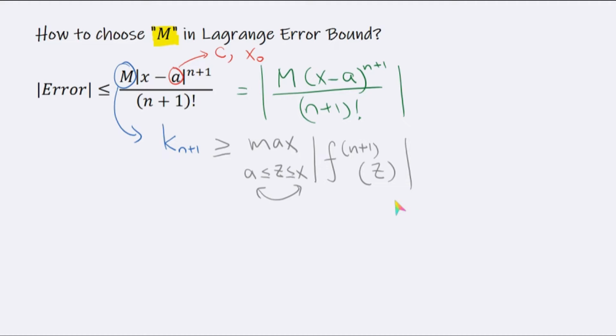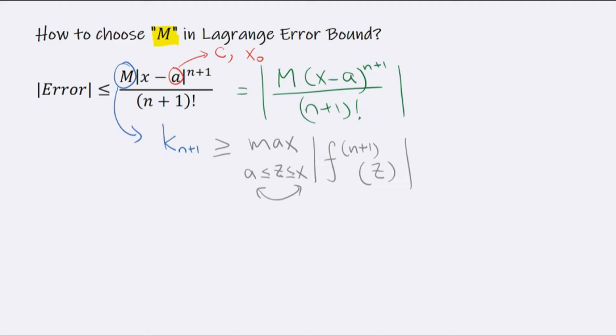Finding the maximum of the absolute value of the n+1th derivative could be tricky. Sometimes you know exactly what that value is, so you can just simply use that value for your m. Sometimes even if you know what the maximum value is, you still cannot use that number, maybe because that number is not a good choice. And sometimes you may not even know what the maximum value is.